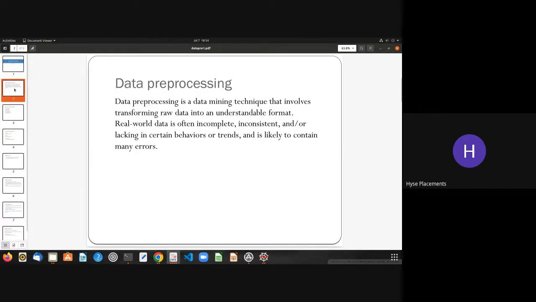First we'll understand what data pre-processing is. Data pre-processing is a data mining technique that involves transforming raw data into an understandable format, a clean, understandable format. Real world data is often incomplete. Sometimes it might be incomplete, inconsistent, and or lacking in certain behaviors or trends, so we need to create trends at that point, and it is likely to contain many errors.